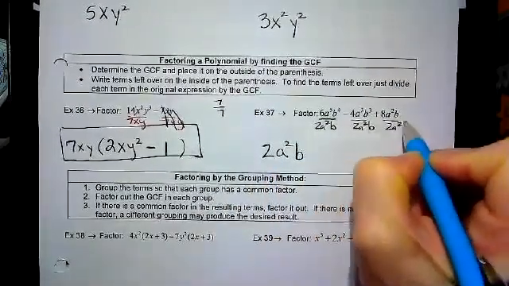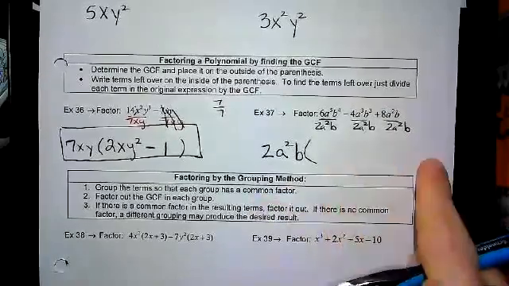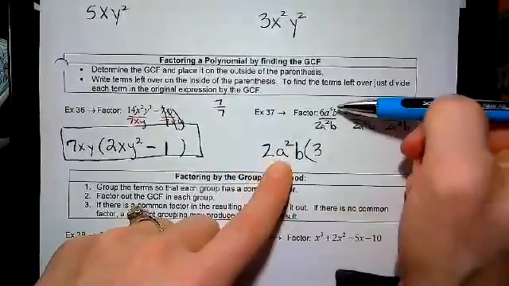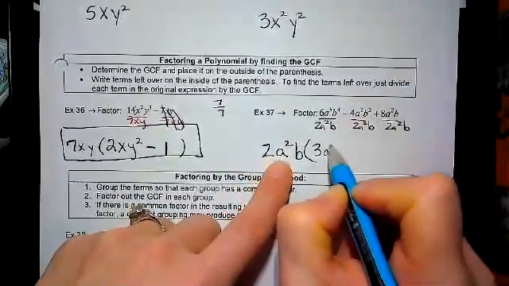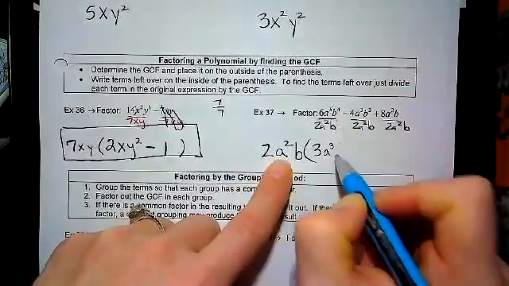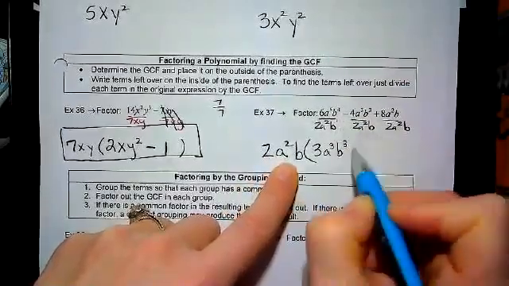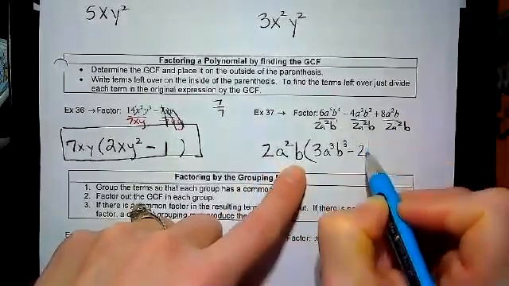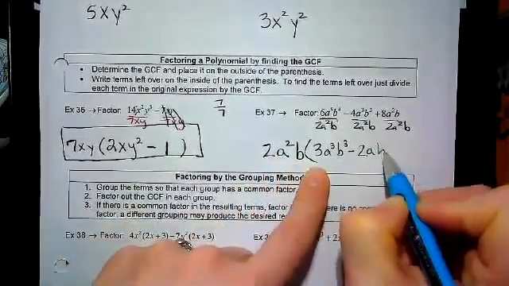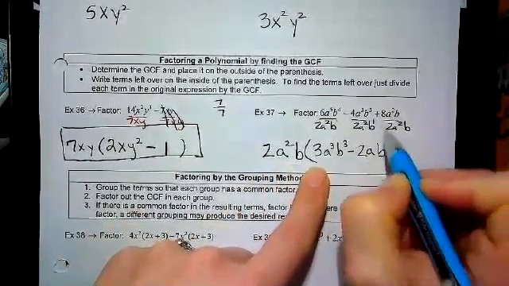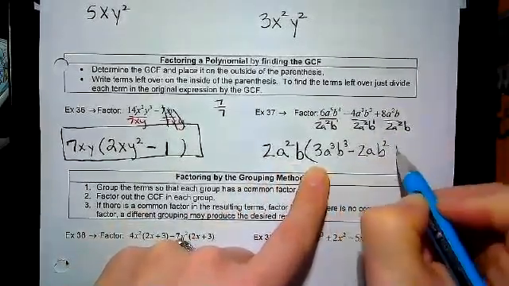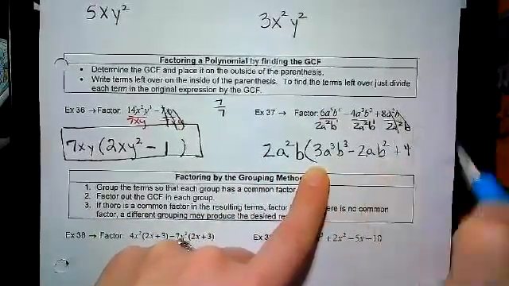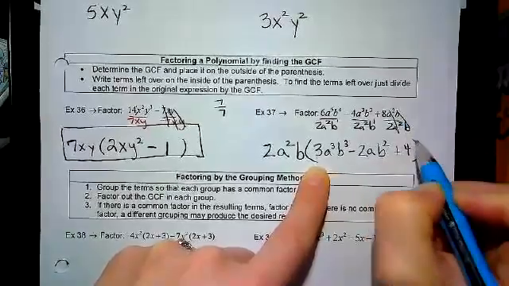So we will be dividing to figure out what goes on the inside of the parentheses. So 6 divided by 2 is 3, and subtract your exponents. 5 minus 2 is 3, so a cubed. 4 minus an understood 1 would give us b cubed. Minus 2 goes into 4 2 whole times. 3 minus 2 is a to the understood 1. For b, 3 minus 1 is b squared. Plus 2 goes into 8 4 whole times. A squared zeros out, and b zeros out, so we can close the parentheses.